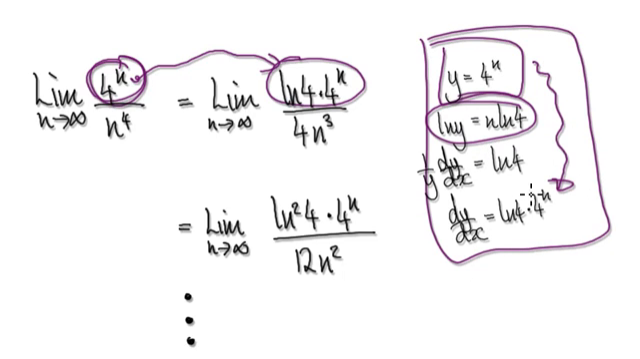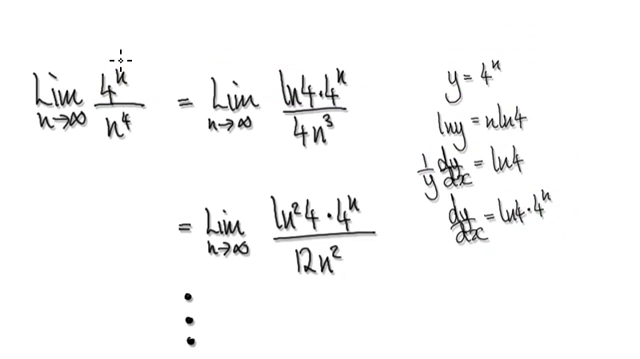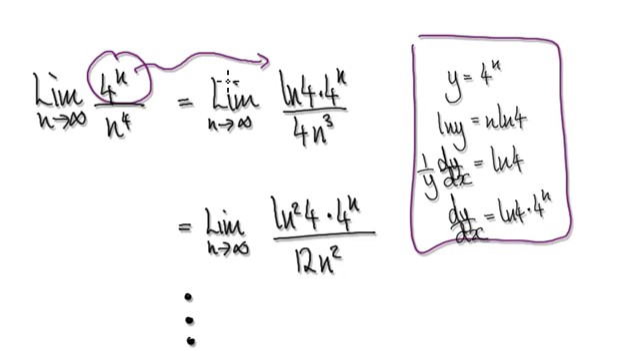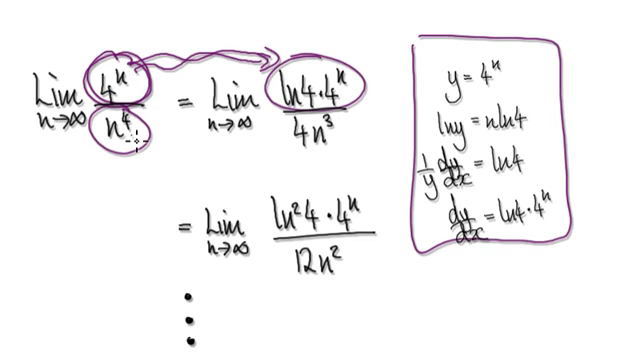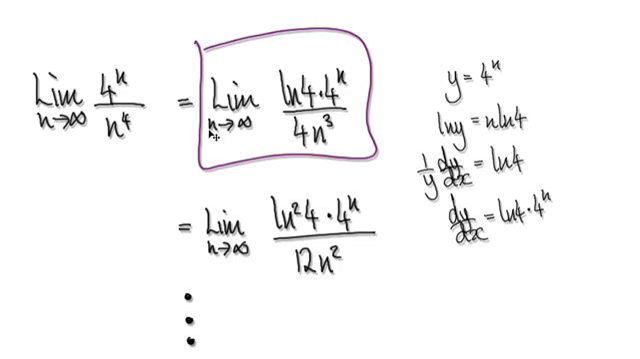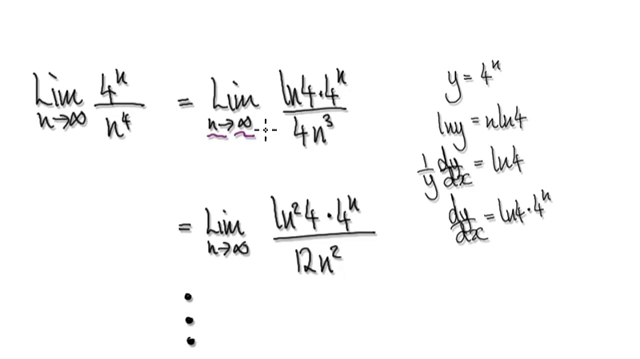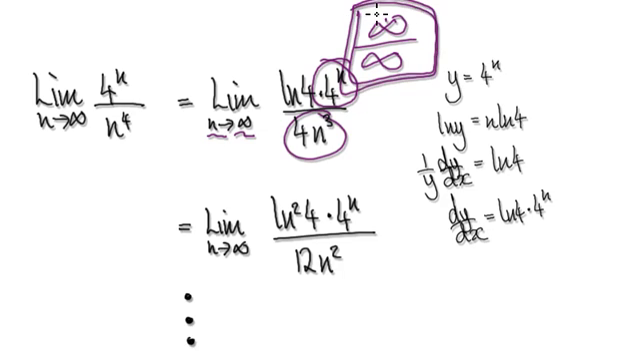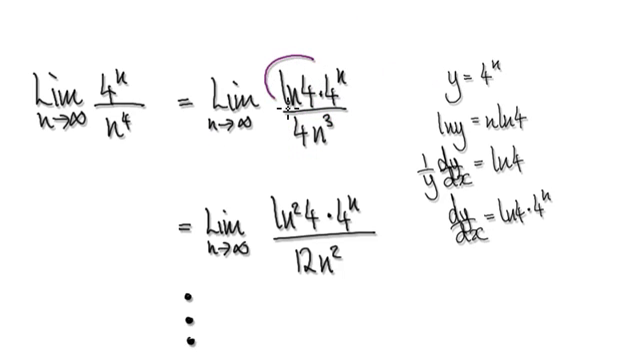If you differentiate this, it will give you natural log of 4 times 4 to the power of n. When you differentiate this, by the way, you should already know this, it will then give you this. Differentiate this, that will then give you this. So now that you're here, check it again. As n tends to infinity, this thing here is going to go to infinity, and this thing here is also going to go to infinity. So here you've got an indeterminate form, so you can apply L'Hopital's rule again.